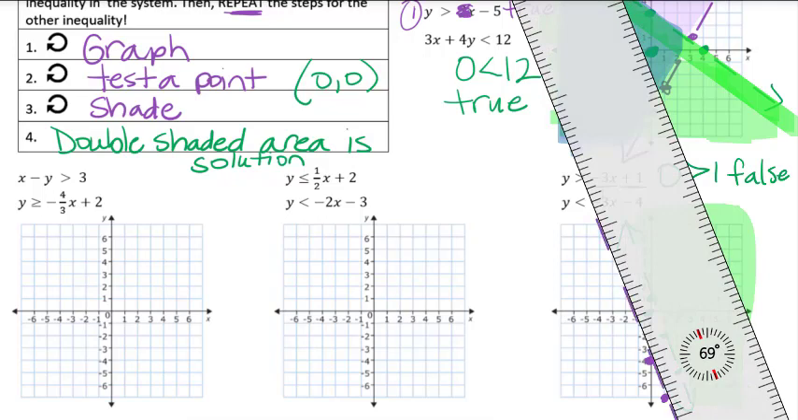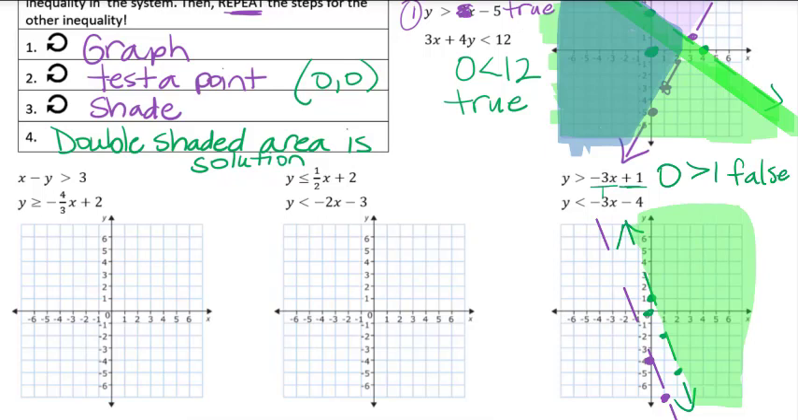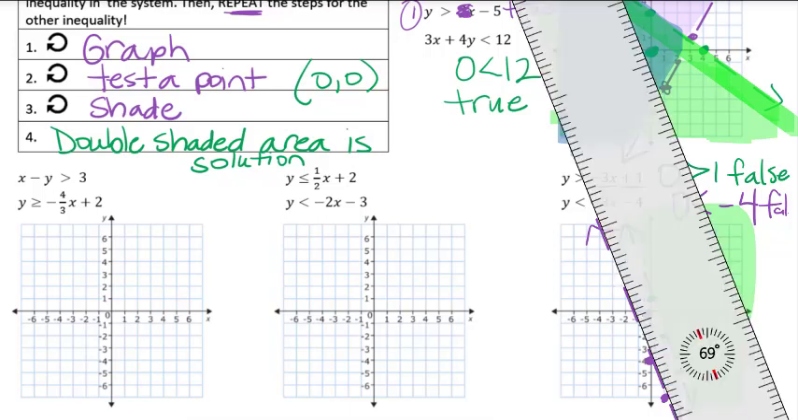I'm going to plug in 0. Is 0 less than negative 4? 0 is not smaller than a negative, so that is false. And when it's false, we want to shade away from 0. So if the 0 is here, and I'm looking at this line, I want to shade away from 0, which is here.